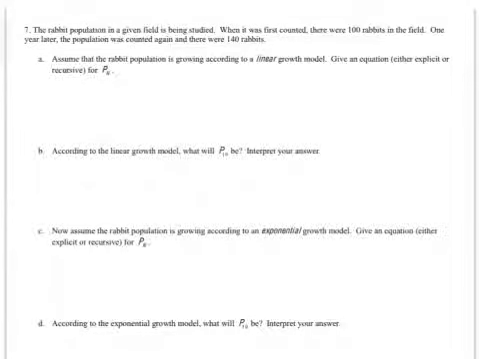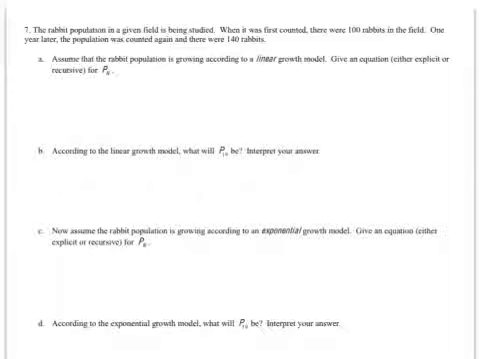Alright, so if I have a population of rabbits, and when it was first counted, there were 100 rabbits in the field, and 1 year later, we counted again, and there were 140. Now, if the rabbit population is growing according to a linear model, that means you add the same amount at every transition.